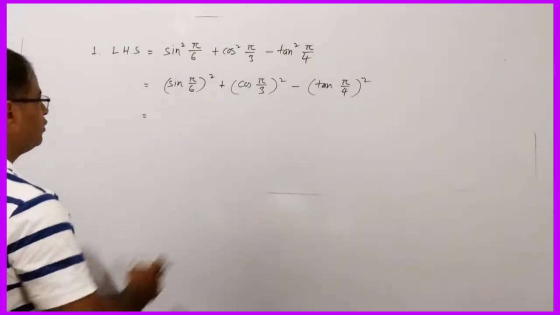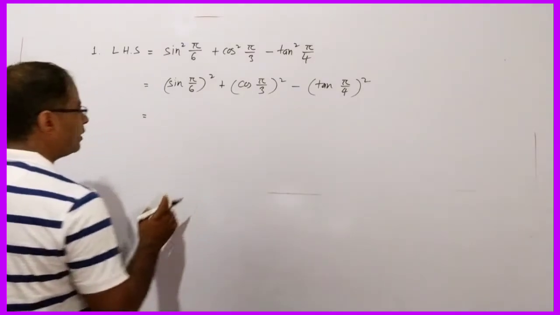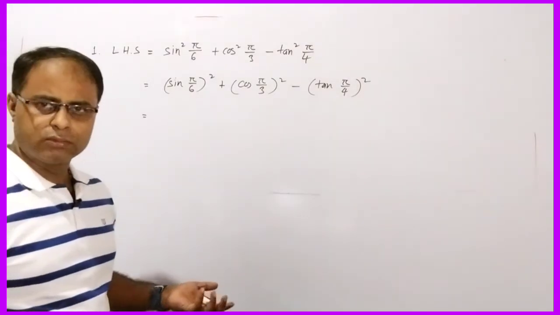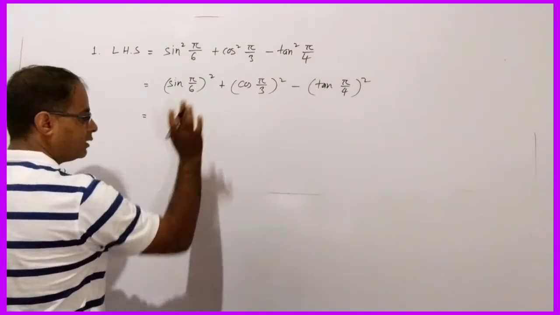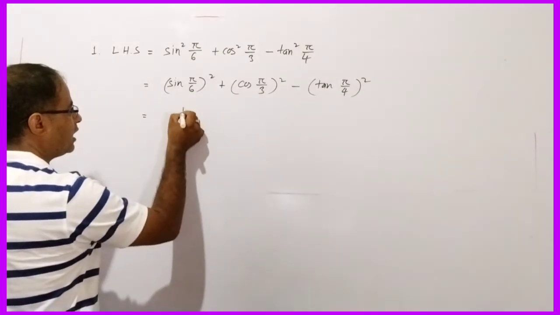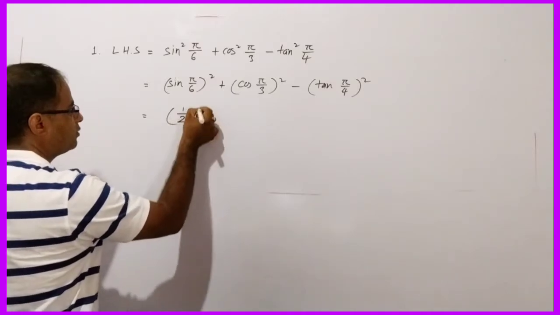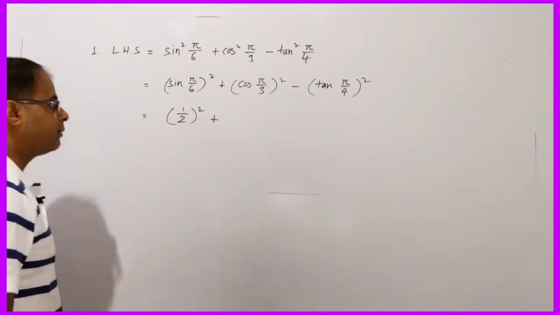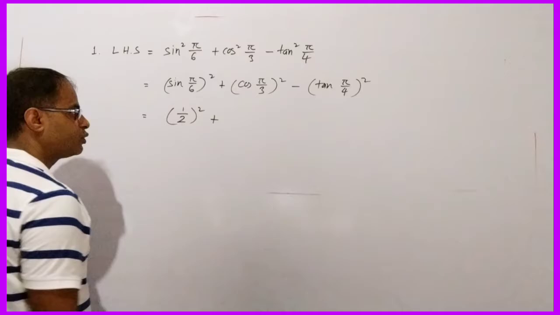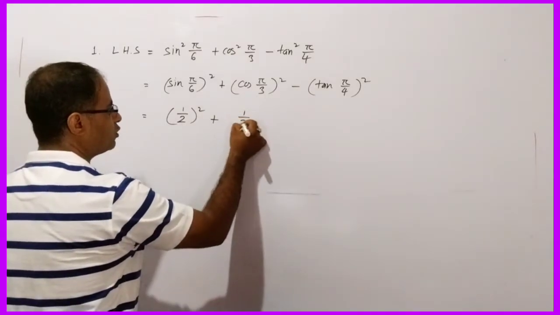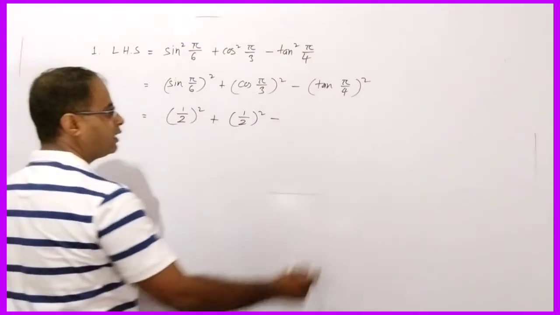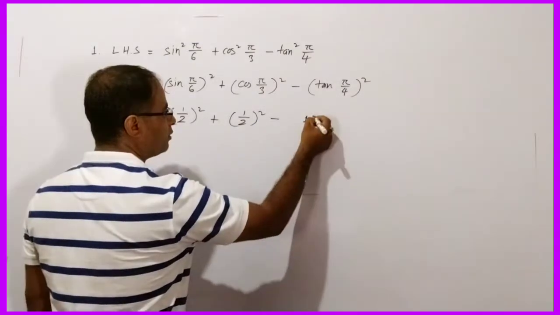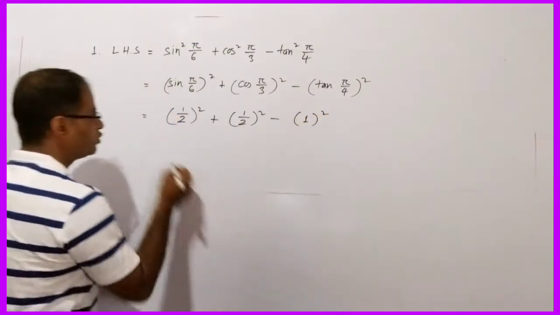So remember those values of sine, cos and tan that we have learned in our high schools. Sine of pi by 6, that means sine 30 degree. Sine 30 degree means half, which is half whole square. Cos of pi by 3 means cos of 60 degree, and cos of 60 degree is also half whole square. Minus tan of pi by 4, tan of pi by 4 is 1 because tan 45 degree is 1, square.